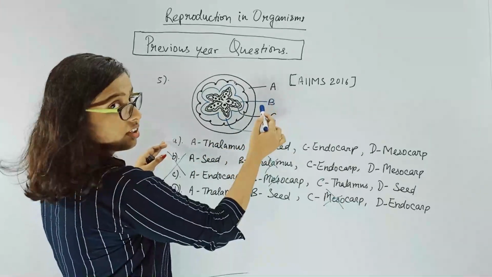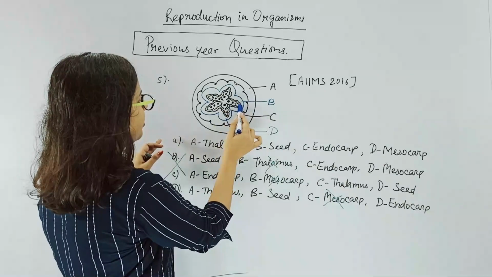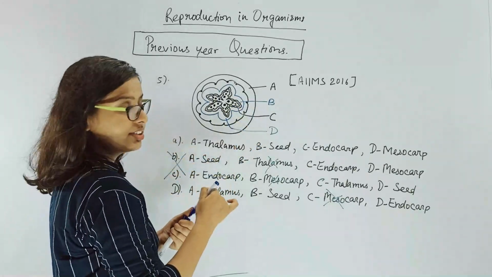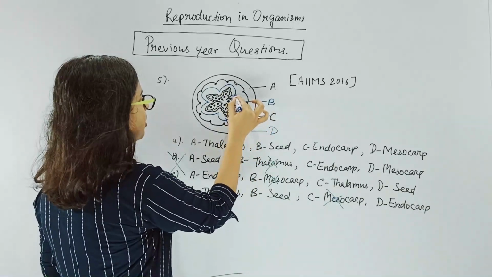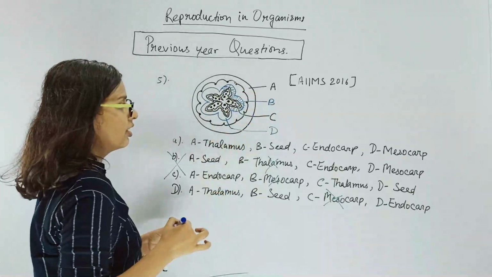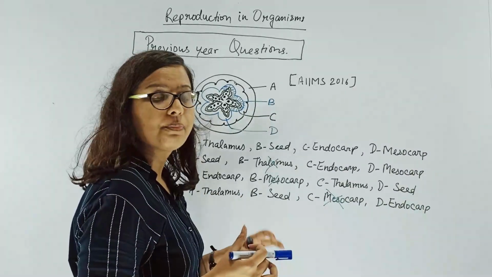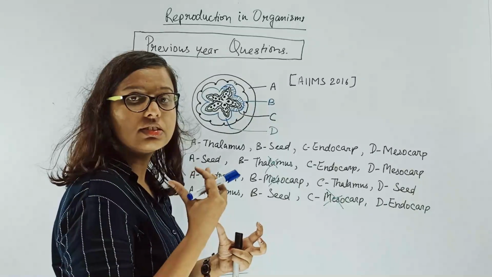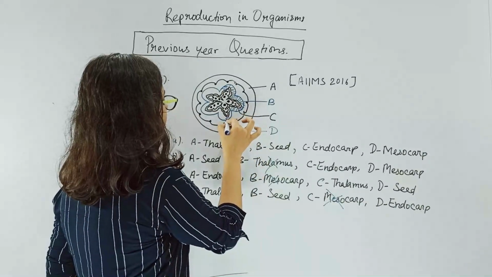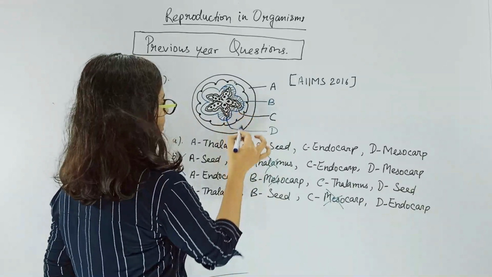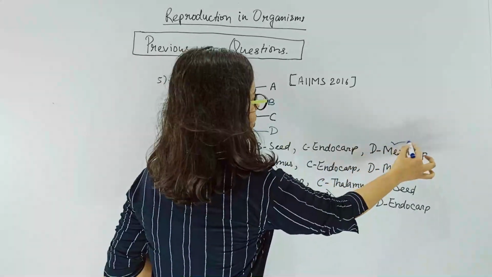Let us see the other markings. Outside of the endocarp there will be the mesocarp, this fleshy layer. When I was discussing it in the lecture, I gave the example of the mango fruit. In the mango fruit, the fleshy part that you eat represents the mesocarp. Meso means middle. So this is the mesocarp, and option D is mesocarp.